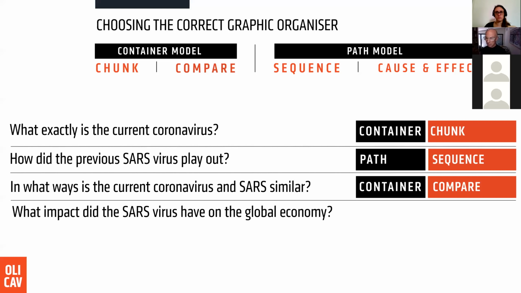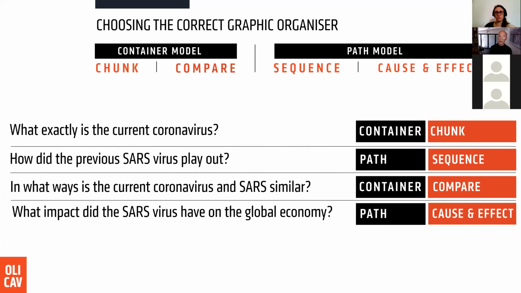The path model is source, path, goal, and the only way objects in the world can get from the source to the path is through force. So I'd have the word impact and also the word on. Impact on, and I'd look at cause and effect.